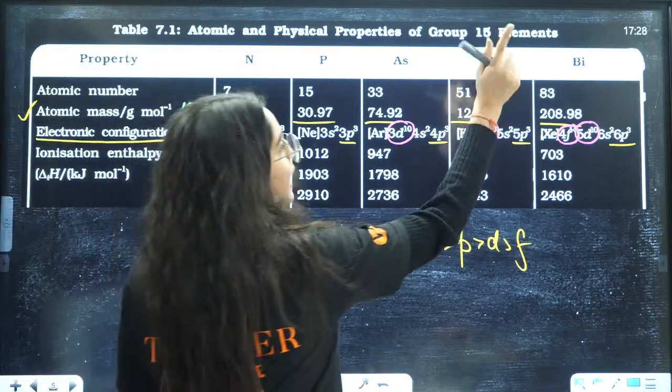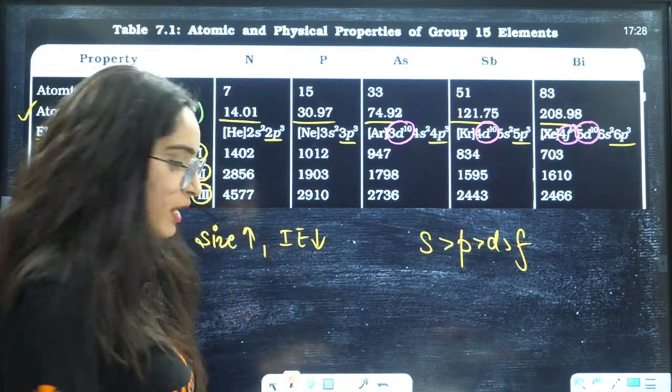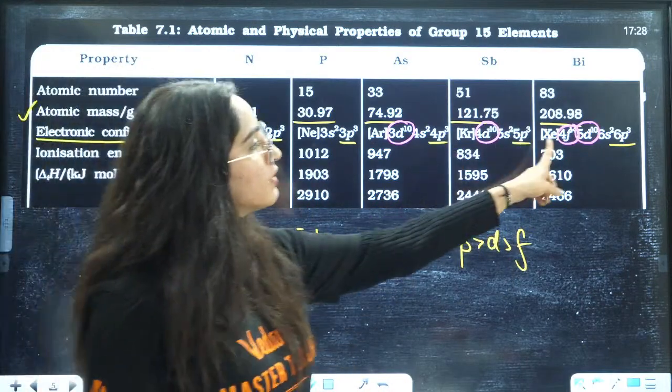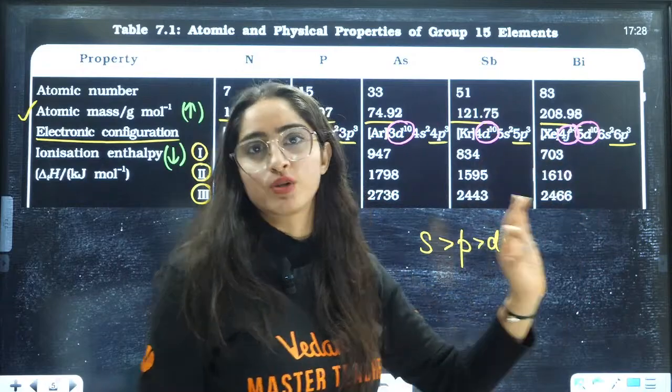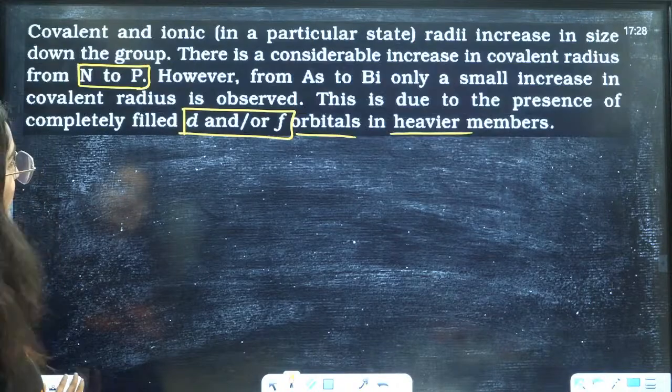Now from antimony to bismuth, there is a very small change as compared to others, because here there is addition of f electrons also, right? So the inert pair effect is responsible for this, right?